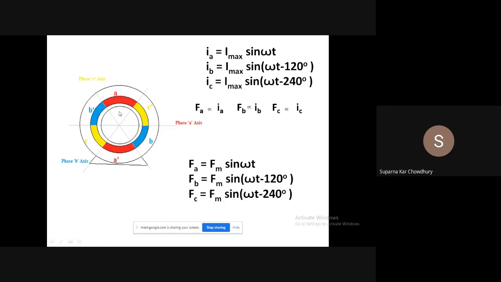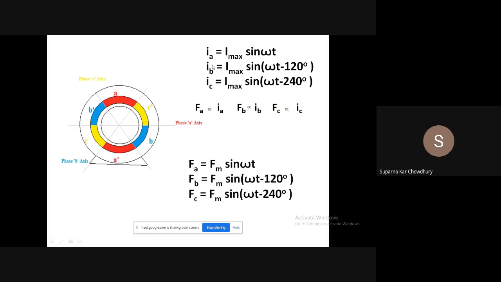Now, current is fed from a three-phase supply. So current IA will be I max sine of omega t. IB will be I max sine of omega t minus 120 degrees. IC will be I max sine of omega t minus 240 degrees. The MMF produced by current flowing in phase A winding will be proportional to IA. Similarly, FB will be proportional to IB, and FC will be proportional to IC.